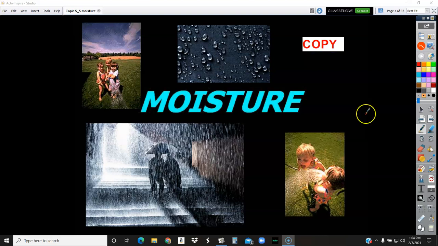This one is going to be all about moisture, looking at things like relative humidity and what's called the dew point temperature.